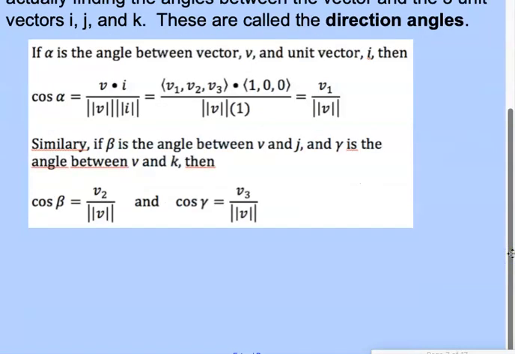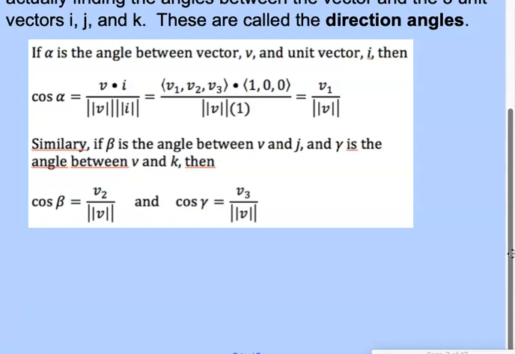So we call it cosine alpha, beta, and is that lambda? Lambda. So alpha, beta, lambda. So cosine alpha, the angle between the vector and the x-axis, is the x component divided by the magnitude. The angle between the vector and the y-axis is just the y component divided by the magnitude, and the z-axis is just the z component divided by the magnitude. Now those are the cosines of the angles. To find the actual angles, you still have to take the arc cosine for each one.